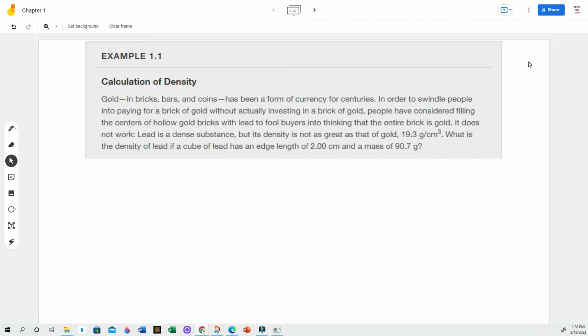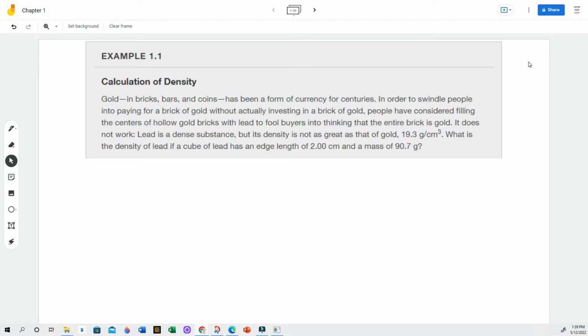So this is the calculation of density. First, I'll just read through the problem. Gold in bricks, bars, and coins has been a form of currency for centuries. In order to swindle people into paying for a brick of gold without actually investing in a brick of gold, people have considered filling the centers of hollow gold bricks with lead to fool buyers into thinking that the entire brick is gold. It does not work.